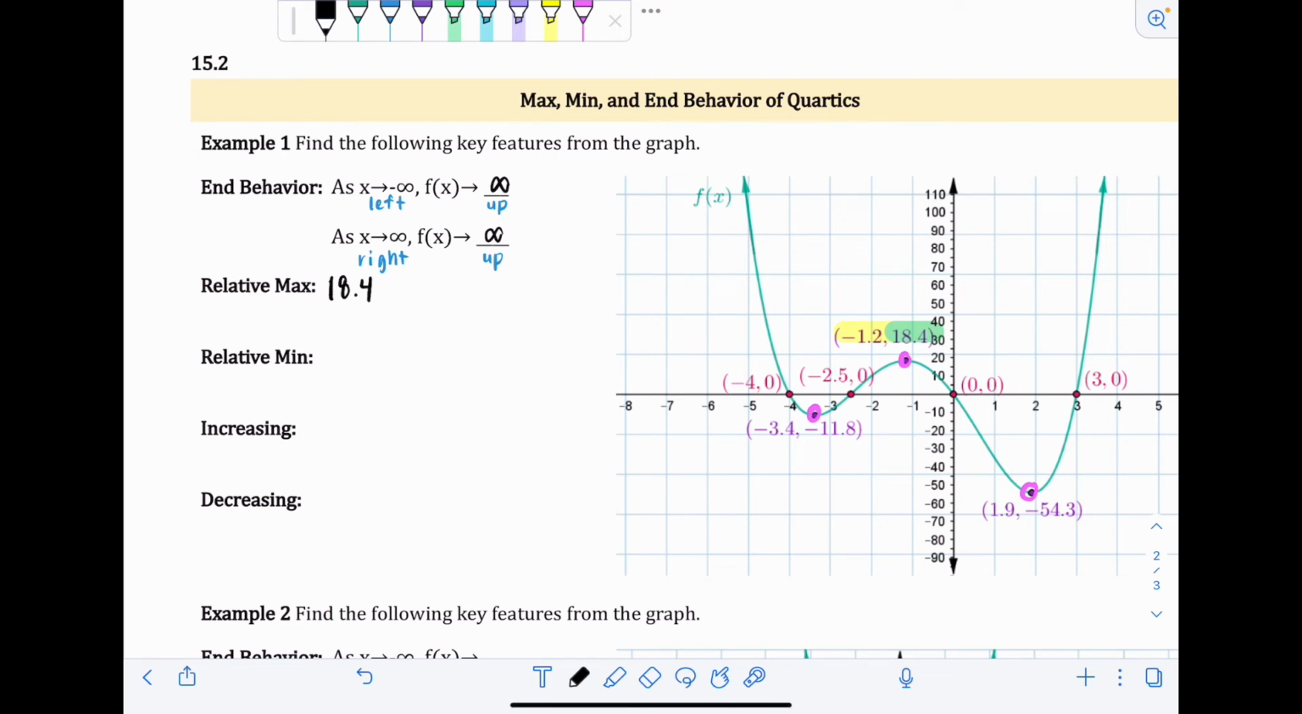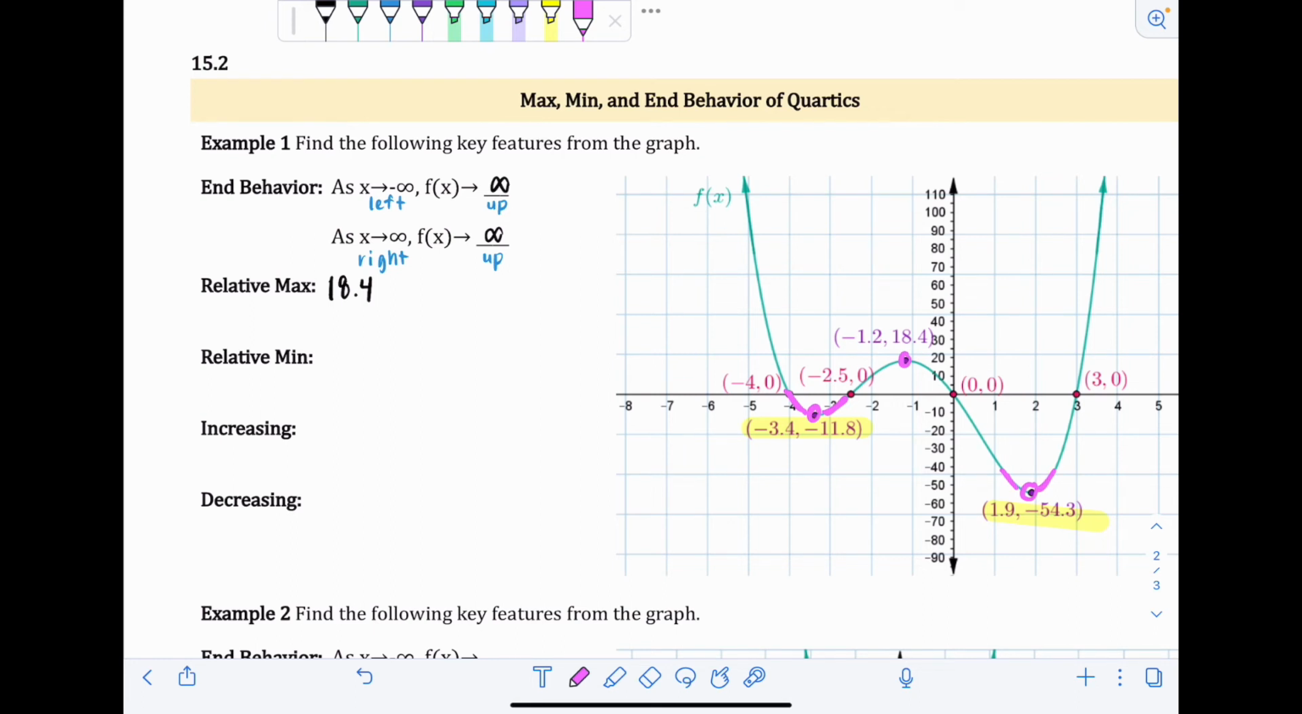And then for relative min, we have two different little low points right here. So we have one at negative 3.4 and negative 11.8. We have a low point because it's at the bottom of the points surrounding it. And then also at 1.9 and negative 54.3, there's a low point. There's a point that's lower than the points surrounding it.